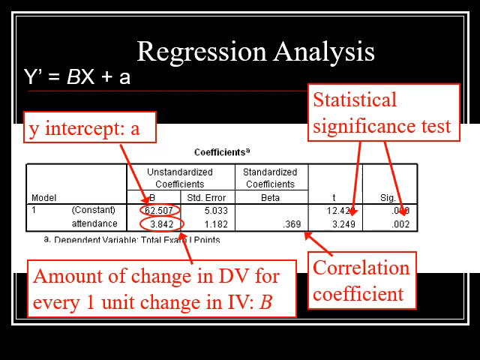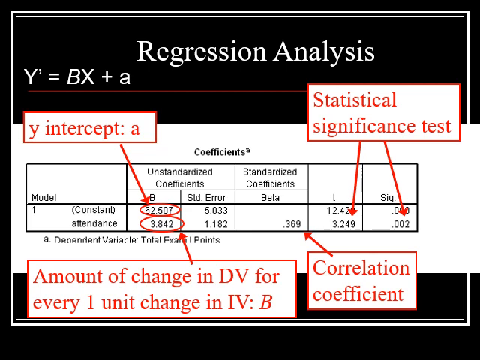And how we do that is we take the b-weight, so again, in this case, 3.842, it's always going to be under B in the SPSS readout under the actual name of the variable that we're actually interested in. In this case, the variable we're interested in is attendance. And the b-weight is the amount of change in our DV, in this case test score, for every 1 unit change in that IV. So this basically says test scores go up by 3.8 points for every day of attendance.